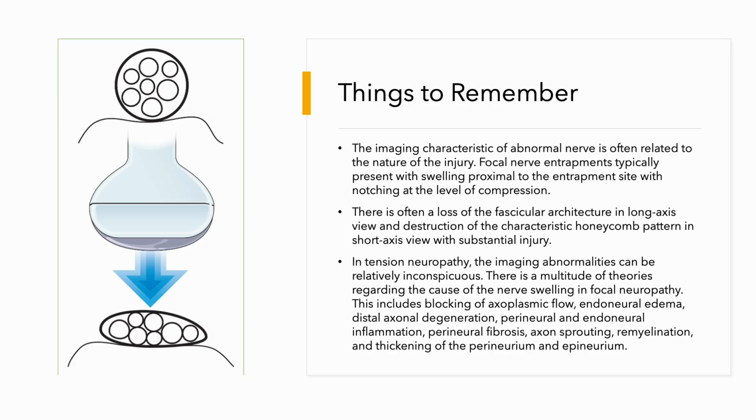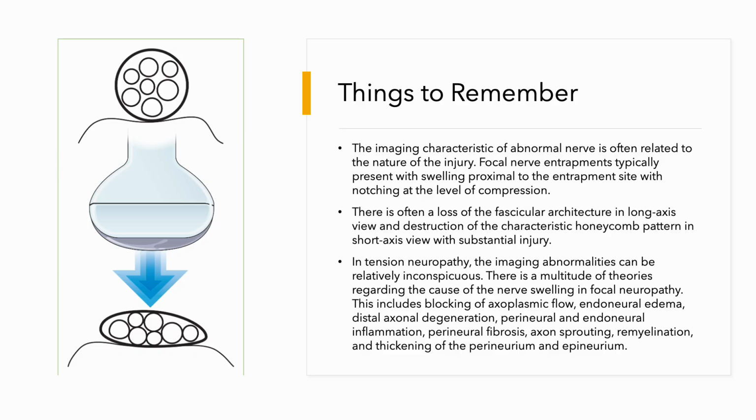Remember, the imaging characteristic of an abnormal nerve is often related to the nature of the injury. Focal nerve entrapments typically present with swelling proximal to the entrapment site with notching at the level of compression. There's often a loss of the fascicular architecture in long axis and destruction of the characteristic honeycomb pattern in short axis view with substantial injury. When we have tension neuropathy, the imaging abnormalities can be relatively inconspicuous.